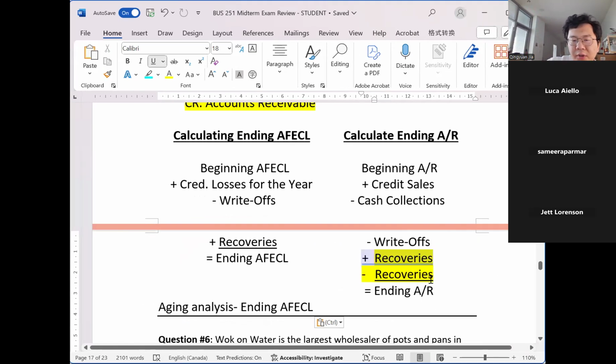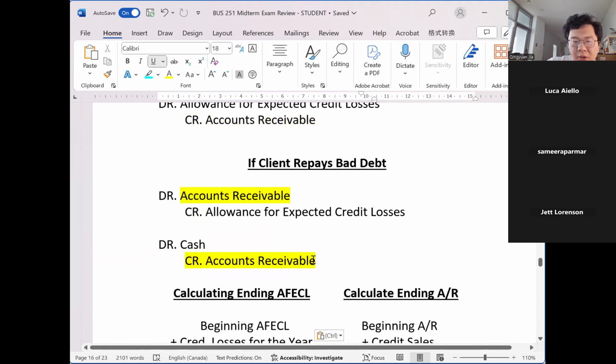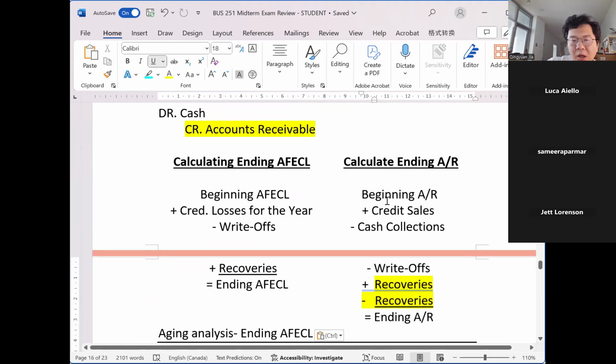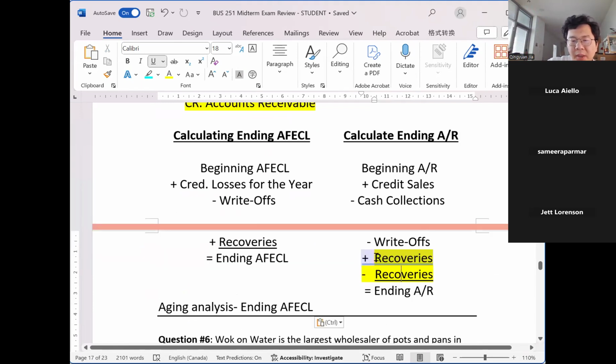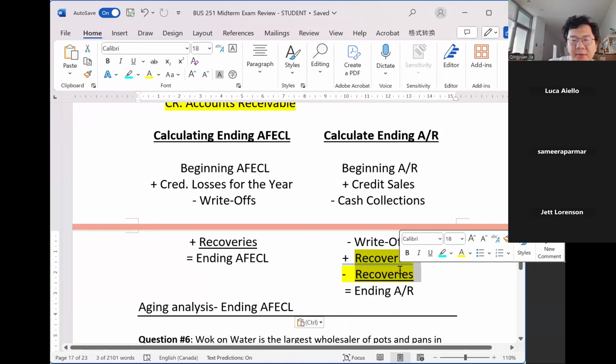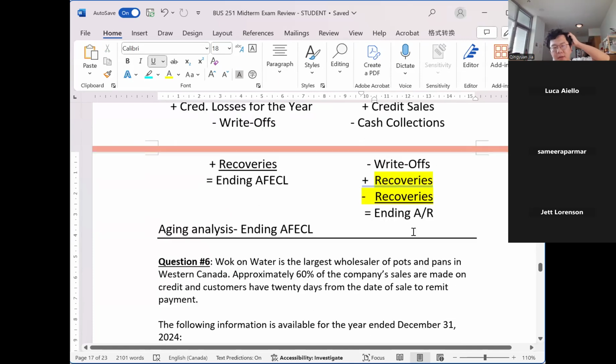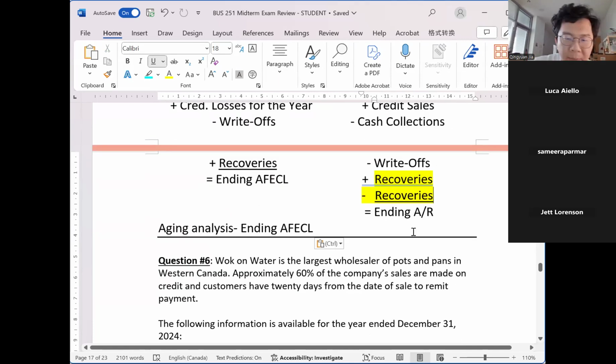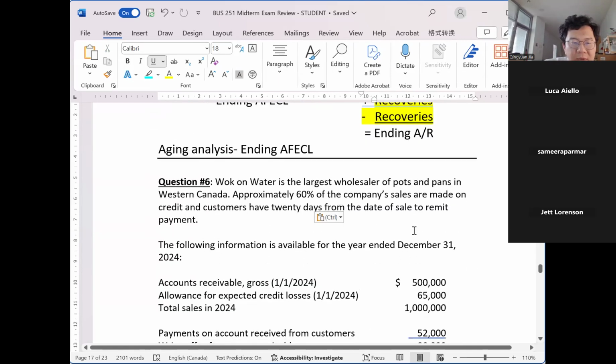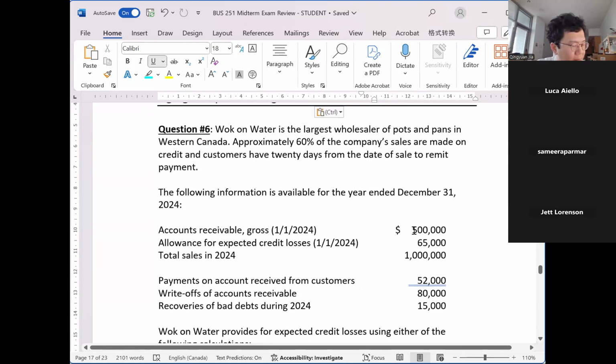So don't get confused here, right? Once you know about the journal entries, you know how to do this calculating thing, and you will not be confused about adding and subtracting recoveries. Yeah. So I know this is a bit overwhelming, but let's have a look at the questions altogether.